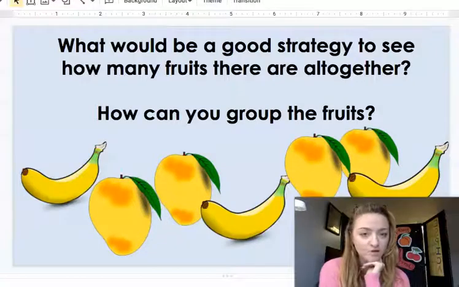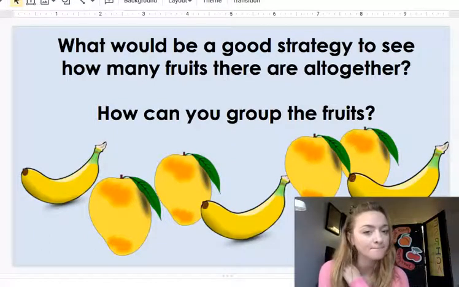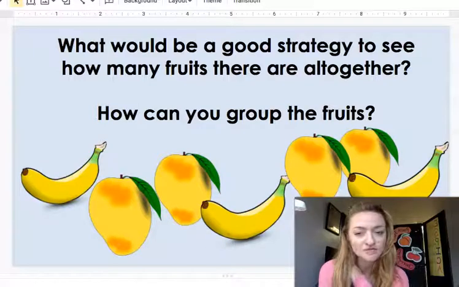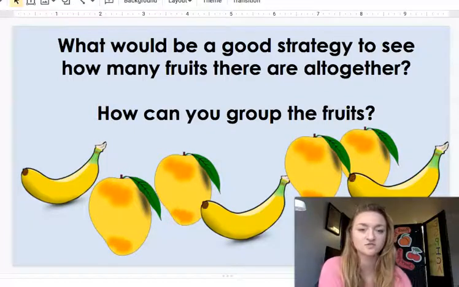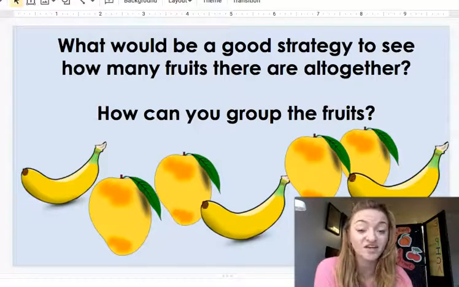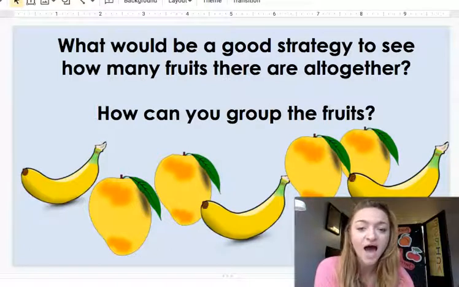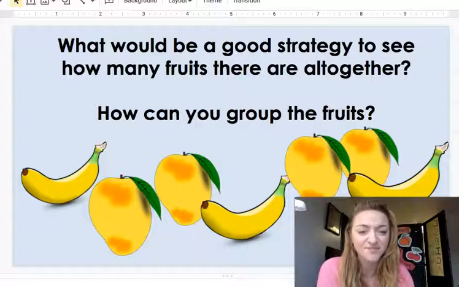So let's keep going with this idea. What would be a good strategy to see how many fruits that we have here all together? How could you group these fruits? So we just did some pumpkin problems, and now I want you to use your looking eyes to look at these fruits. And I'll give you a moment to think. You could even press pause. How would you group the fruits? You can press pause now to think about that.